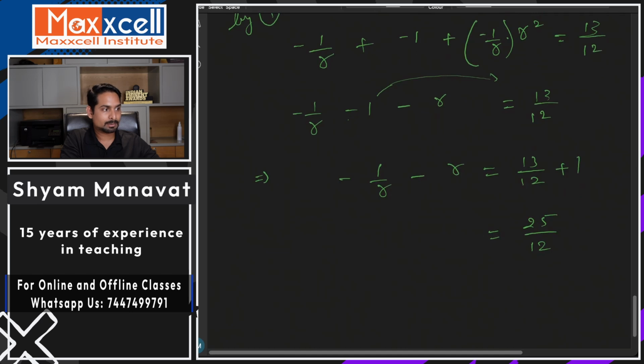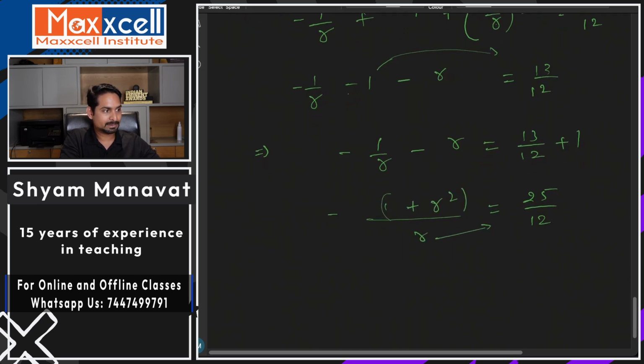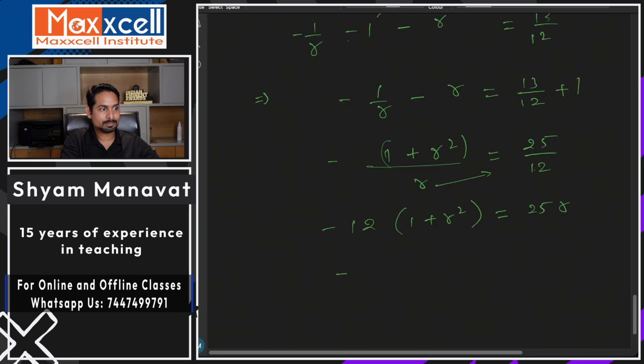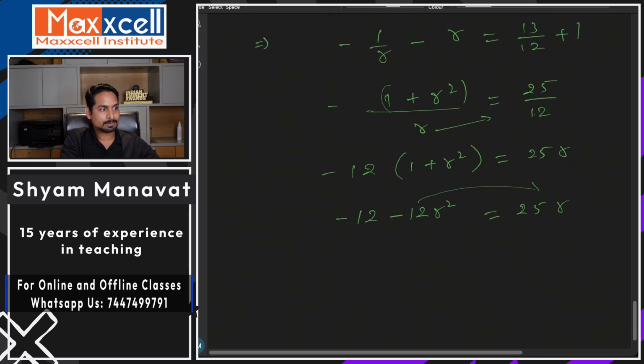So 1 plus R square by R, and if I cross multiply, R to the other side and 12 this side, you will get minus 12 and this is 25R. Simplify further, what you get here is minus 12R square equal to 25R. Take all the terms on the same side. What you have here is 12R square plus 25R plus 12 equals 0.